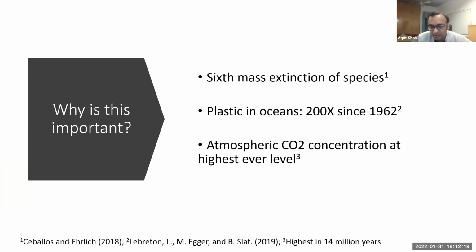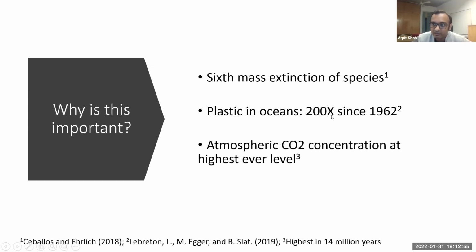So first is, I think we all know this, we are living through what scientists refer to as the sixth mass extinction of species. What they mean by this is there's a natural rate at which species on the planet go extinct, right? Species get extinct, new species arrive, and so on. But right now, the rate of species extinction is 100 times the natural average, which makes it a mass extinction event. If you look at other metrics, plastic in oceans has increased 200x since 1962, in the last 60 years.